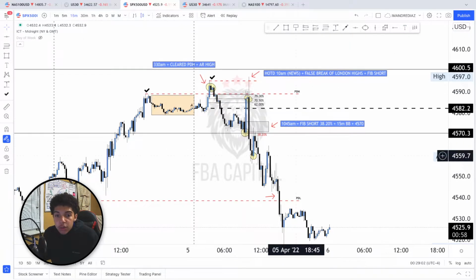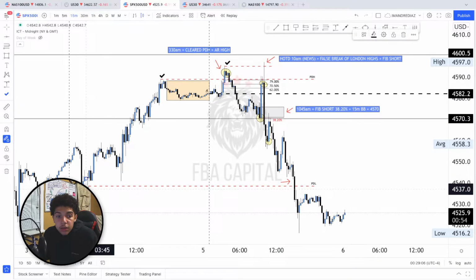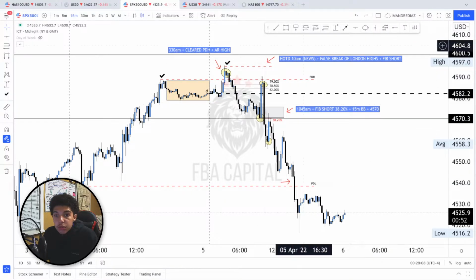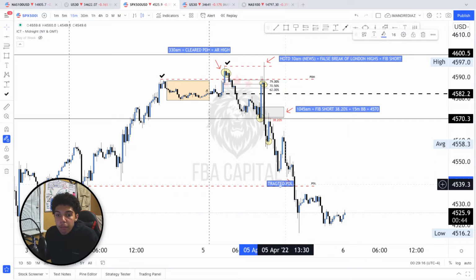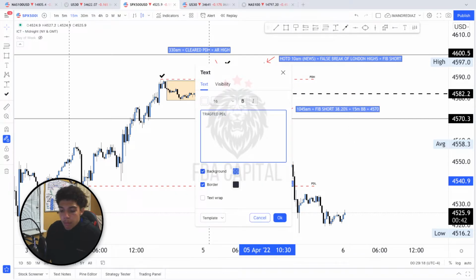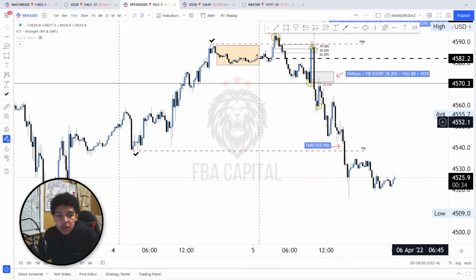And this is when price kept on dropping, and then what did it end up doing? It ended up coming all the way down to the previous day's low, and that's where price targeted. So target the previous day's low, just like that. I spelled that all wrong. Target the previous day's low, just like that.